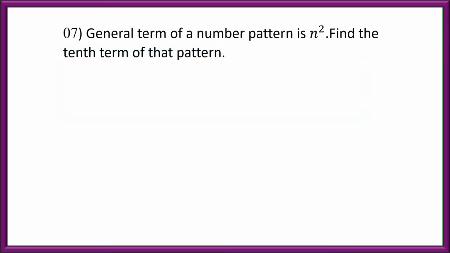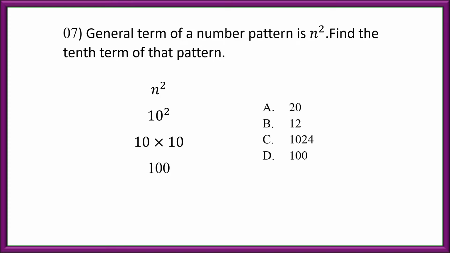Question number 7. The general term of a number pattern is n squared. Find the 10th term of that number pattern. Here, instead of n, you have to substitute 10. Then 10 times 10 gives us the answer, that is 100. Therefore, answer D we can select as our correct answer.